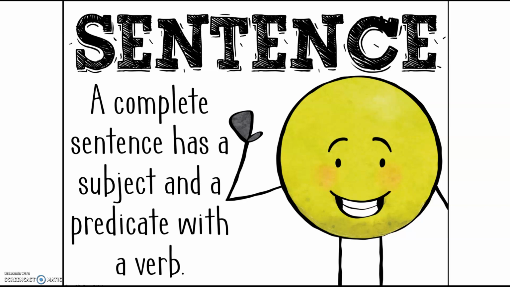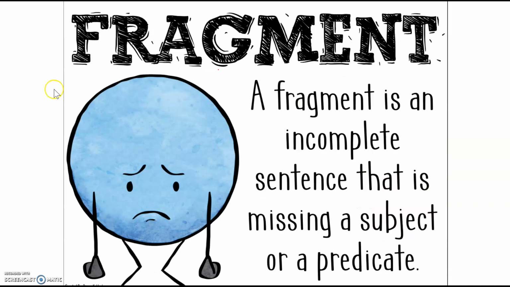So a complete sentence has a subject and a predicate with a verb. Those two words, subject and predicate, will make more sense tomorrow and next week. But basically, a sentence is a group of words that together make sense. It just makes sense. It sounds finished. A fragment is an incomplete sentence that's missing a subject or a predicate.